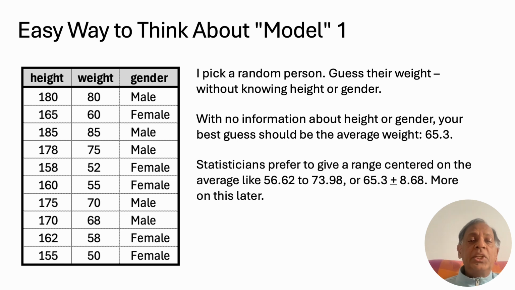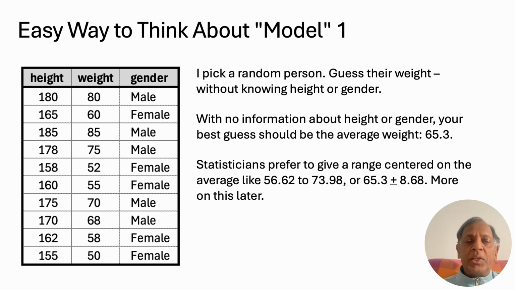Now, statisticians would prefer not to give a single number like 65.3. Instead, they would prefer to give a range like 65.3 plus minus 8.68. Okay, now we'll see more about this. How did I exactly come up with this number 8.68? Okay, we'll see more about that.